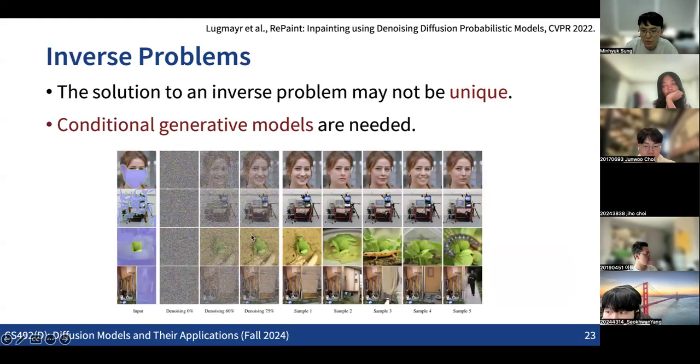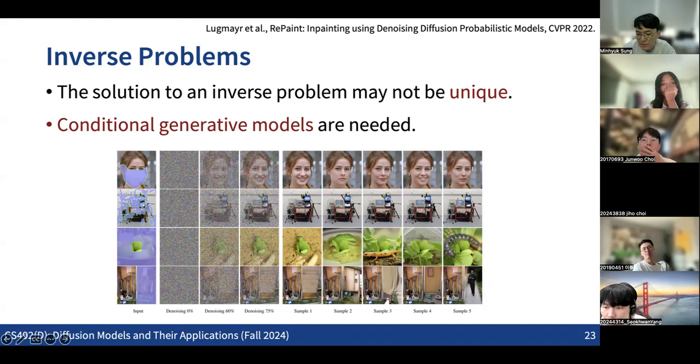So that's the thing. For inverse problems, the solution of the problem may not be unique. So that's basically why we need conditional generative models, so that we can generate realistic data points that also satisfy the condition given as some kind of measurement y.